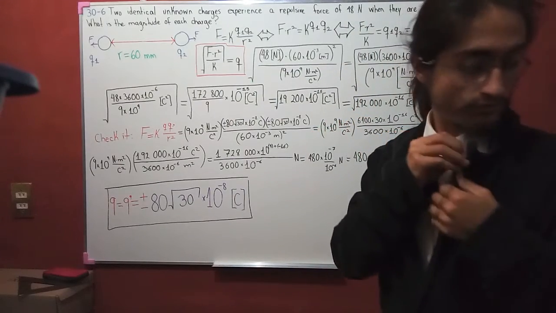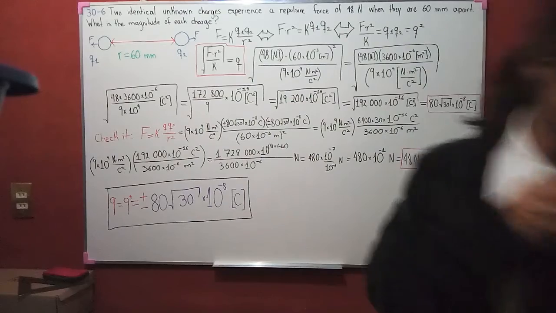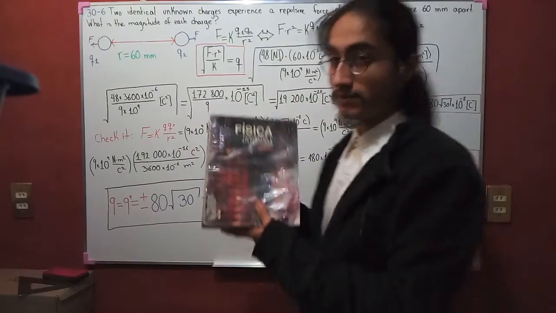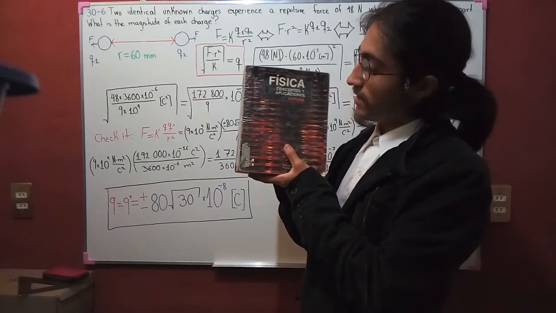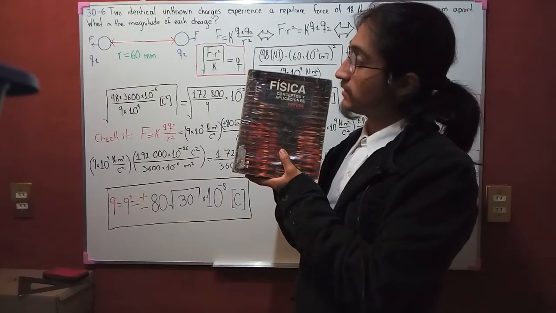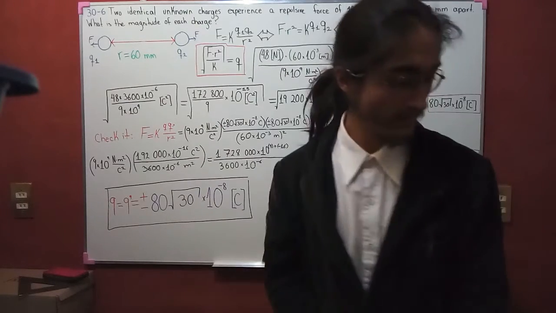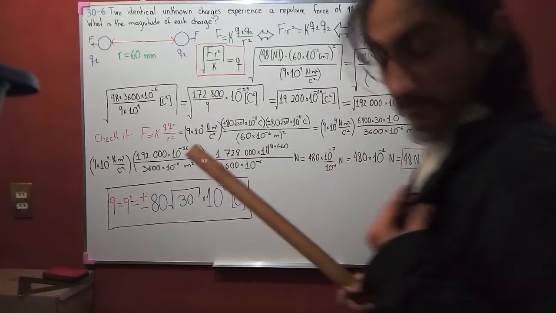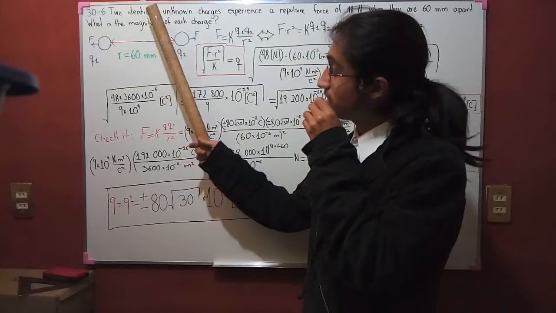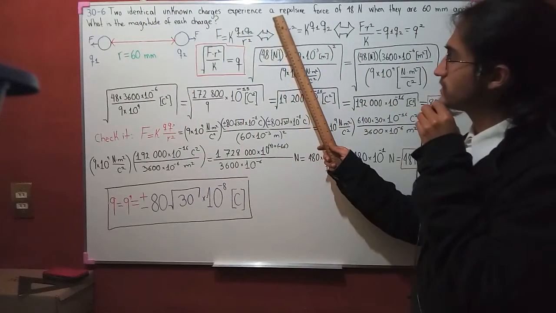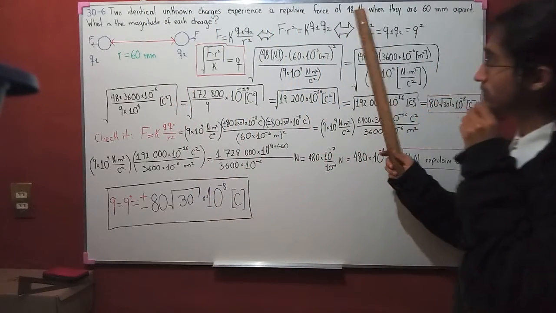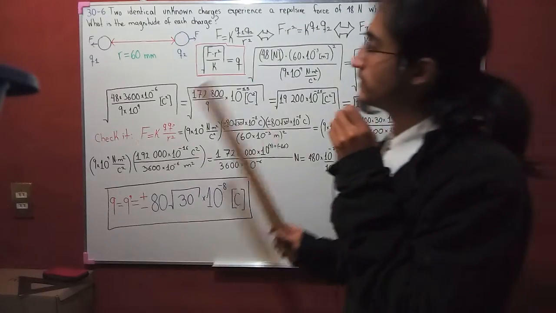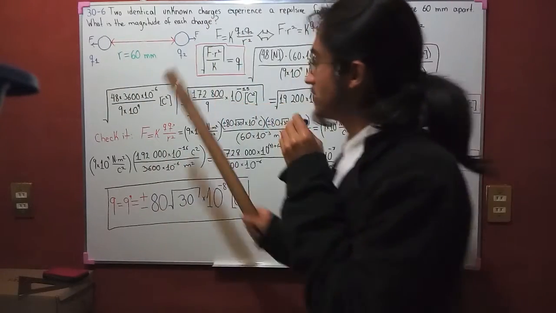Today we are going to solve problem 36 of the book Physics Concepts and Applications of the very respected and excellent Professor Paul E. Tippens of the Department of Physics in Chairperson. This is the problem: two identical unknown charges experience a repulsive force of 48 Newton when they are 60 millimeters apart. What is the magnitude of each charge?